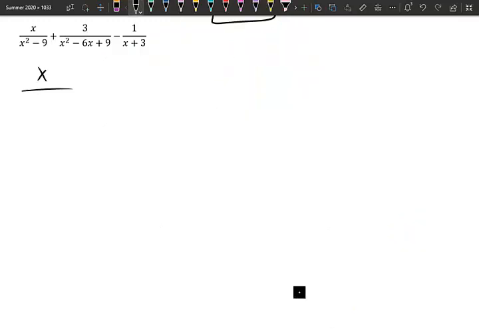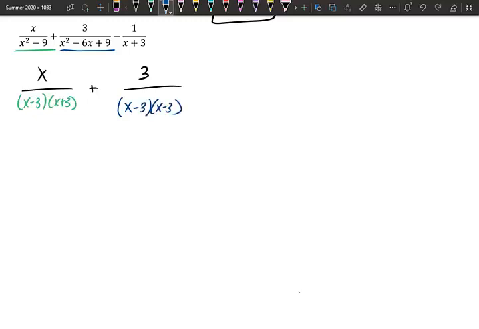Alright, so we can factor the bottom into x minus 3, x plus 3, difference of squares, plus 3 over, let's factor again. We can factor that into, sorry, I'm blanking, x minus 3, x minus 3. And then that's minus 1 over x plus 3. I can't factor that, so it's just x plus 3.